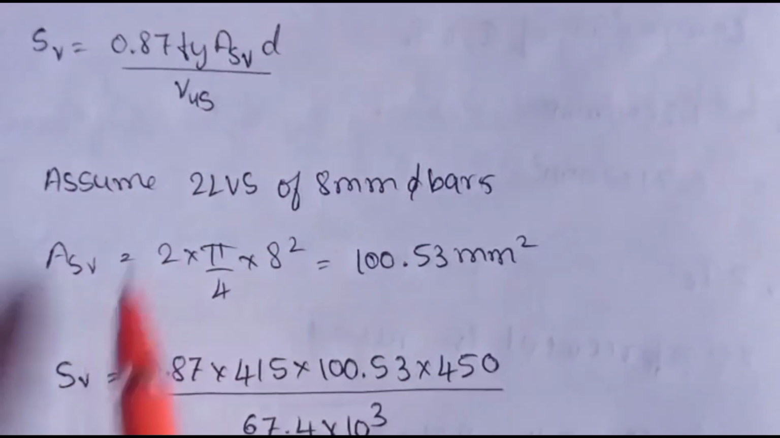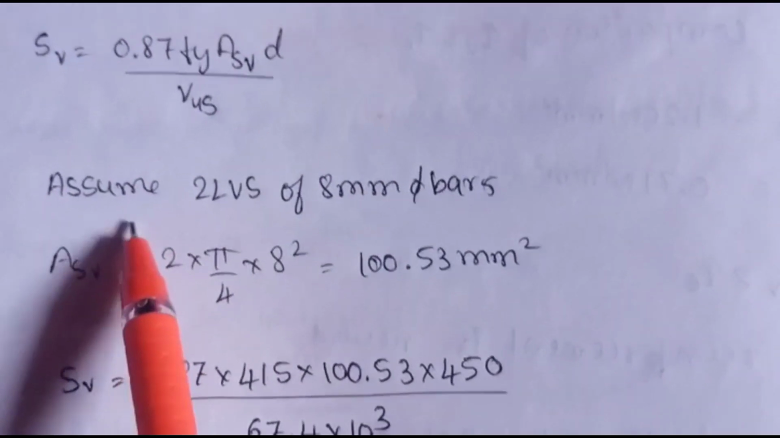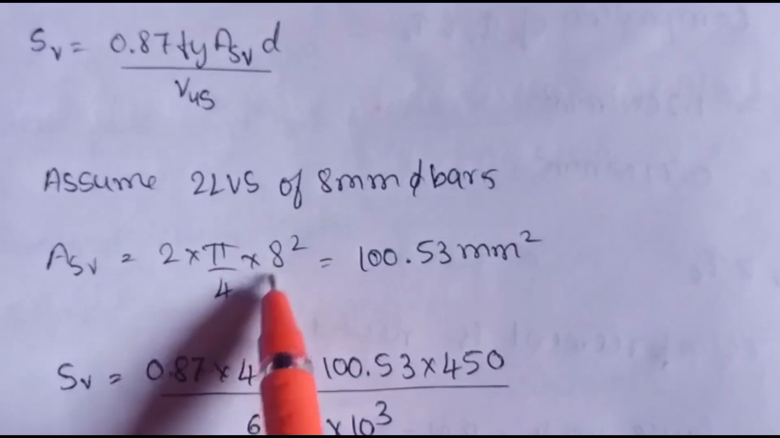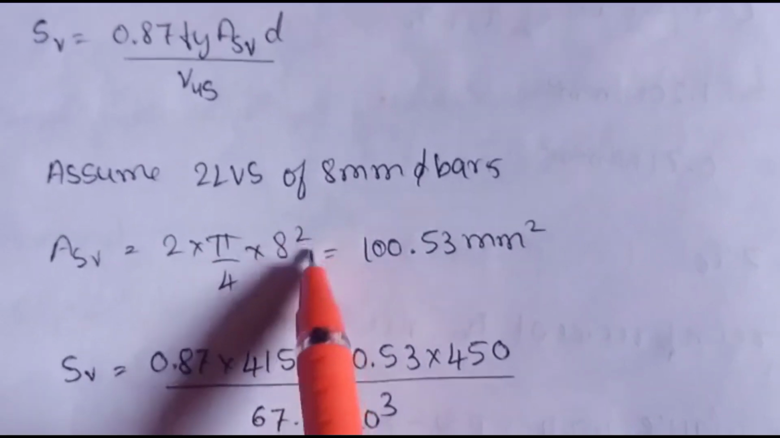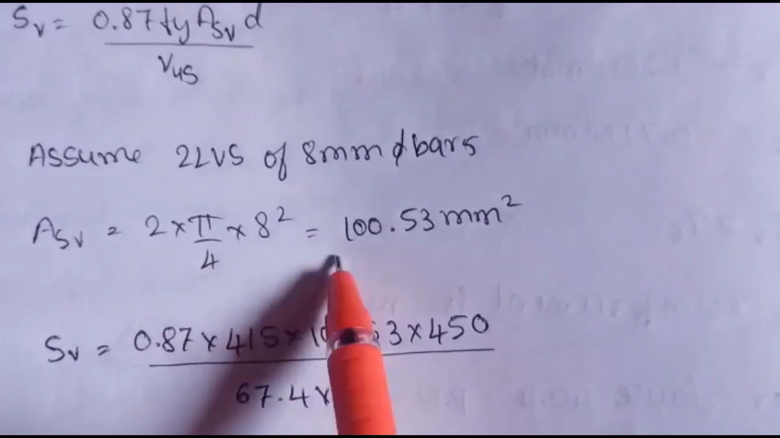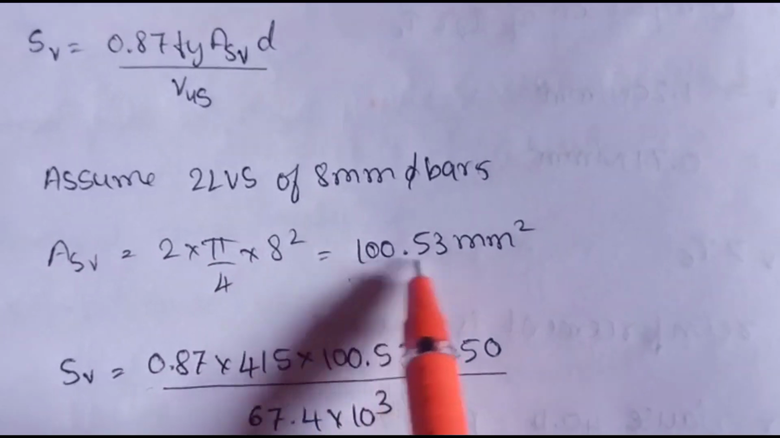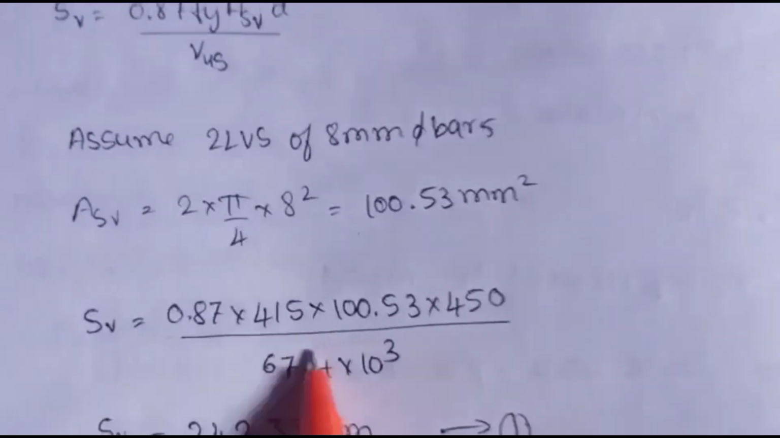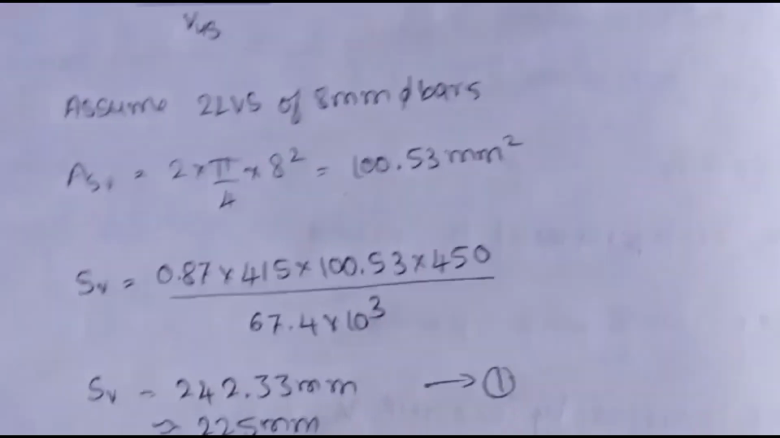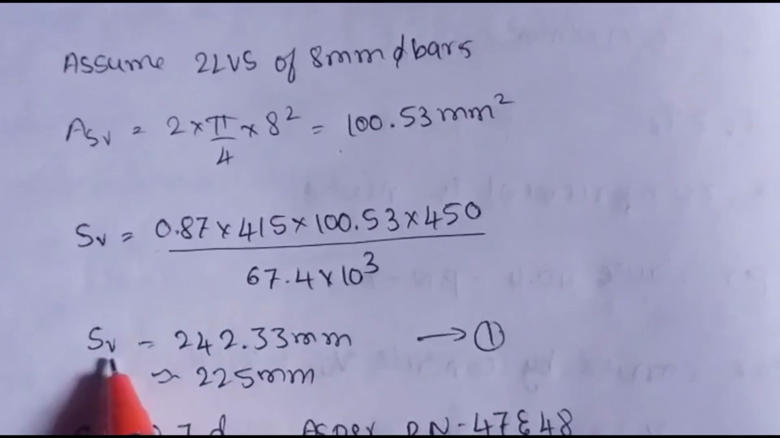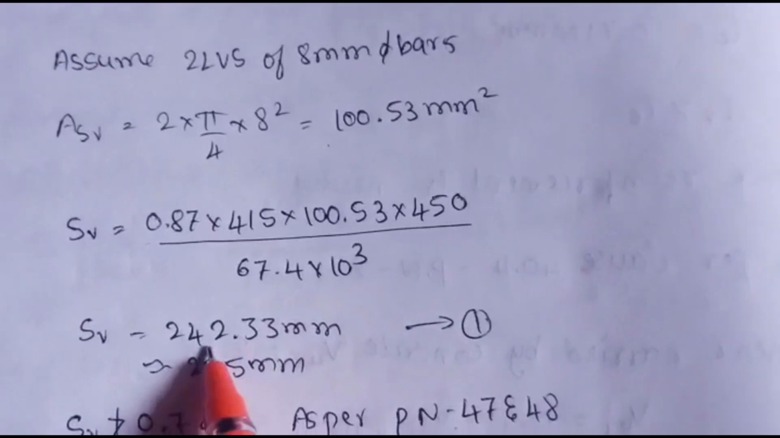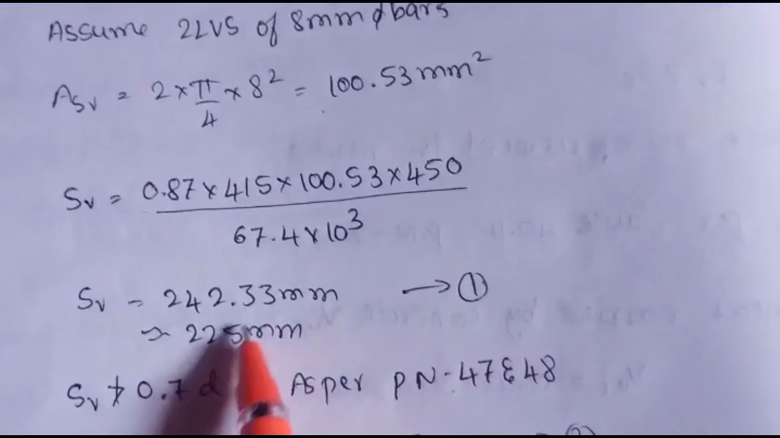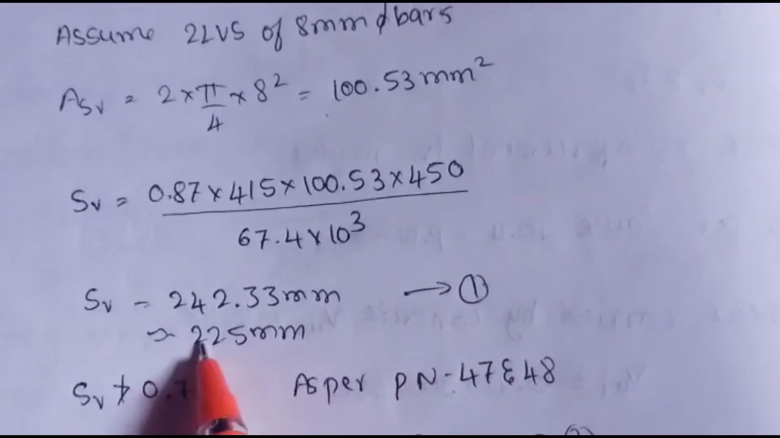For this, I am assuming two-legged vertical stirrups of 8 mm diameter bars. So our Asv is equal to 2 into pi by 4 into a square. Simplify this, and we'll get our Asv value as 100.53 mm square. After this, substitute this value in this equation. Substitute all the values, simplify this, and we'll get our spacing value as 242.33 mm. I'm taking the approximate value, so 225 mm.